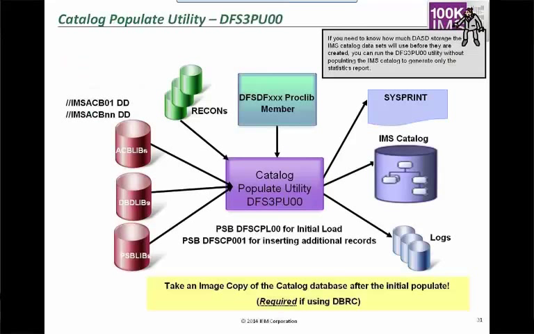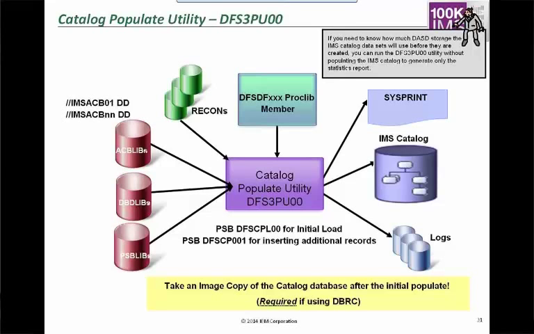Here it is. This is the picture of the catalog populate utility. The inputs are the ACB libs, the DBD libs, and the PSB libs. It also reads the DFS DFxxxx PROCLIB member, so it knows values of things like the expansion parameter that you specified. And the output of the catalog populate utility, the SYSPRINT you see here, includes a report that contains statistics about the record segments that are loaded into the IMS catalog. The report includes information about the number and types of segments, as well as an estimate of the amount of DASD storage each data set group of the IMS catalog will require.